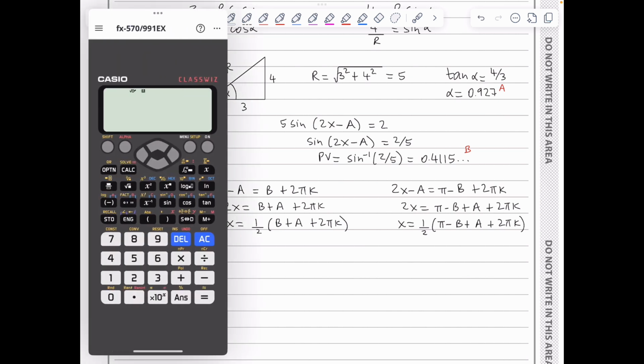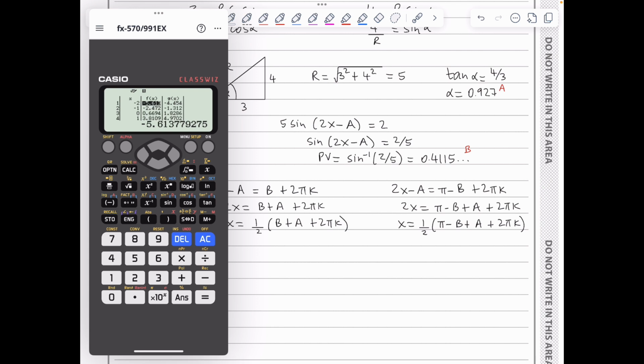Now I can run this process on my calculator. I press menu, it's option 9. My f of x is 1 over 2, and I've got the B plus the A plus the 2 pi x, so 2 pi x. I close the brackets, and my g of x is going to be 1 over 2, and this time I've got the pi minus the B plus the A plus the 2 pi x. I close brackets. I will be running from -2 up to 2. I'm stepping every 1. So these are the solutions.